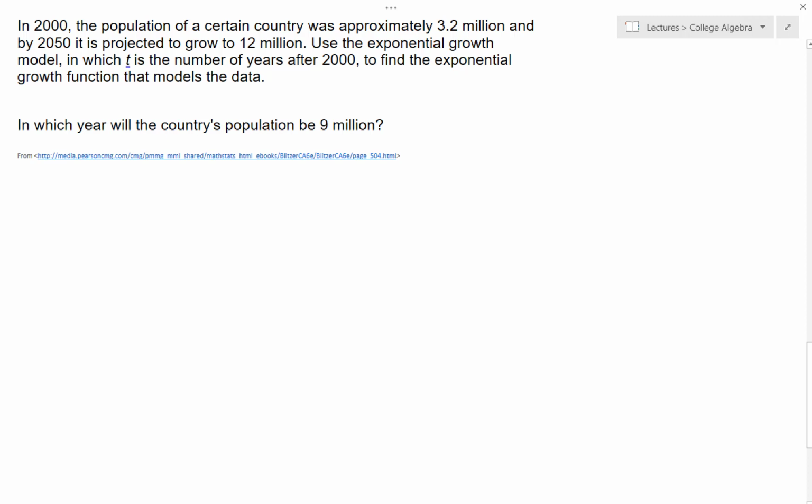All right, so let's note a few things here. First, we're talking about population, and so normally what I do when I'm trying to figure out my problem is I jump right into what are my variables.